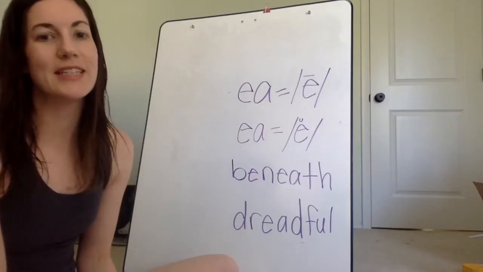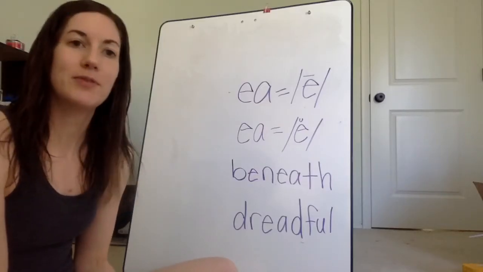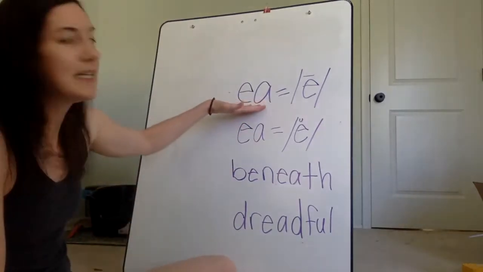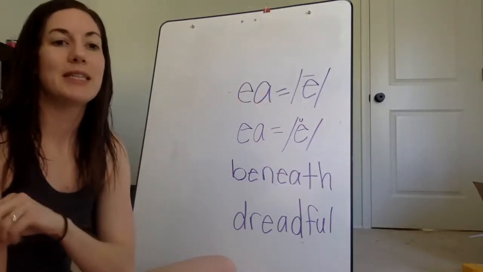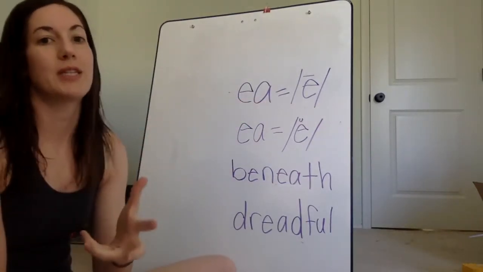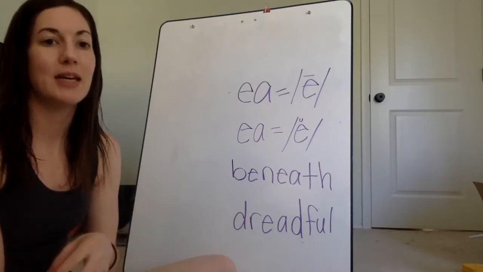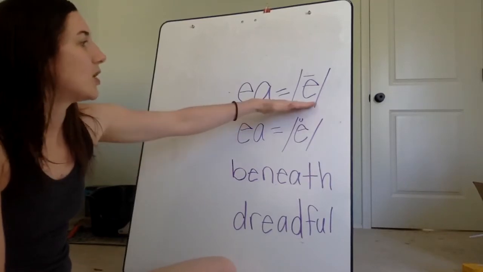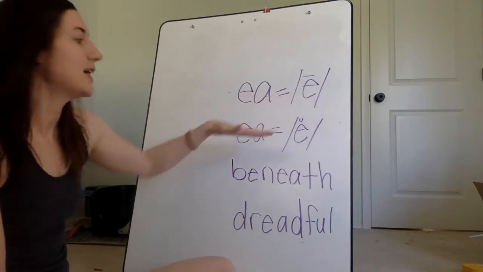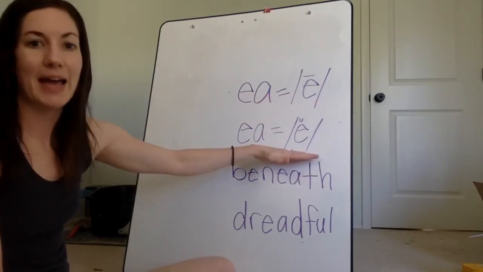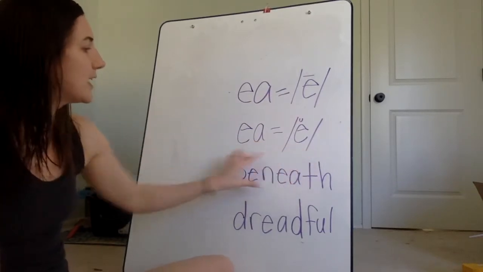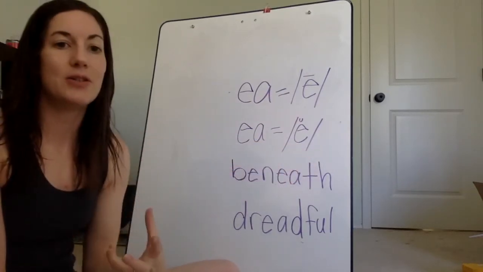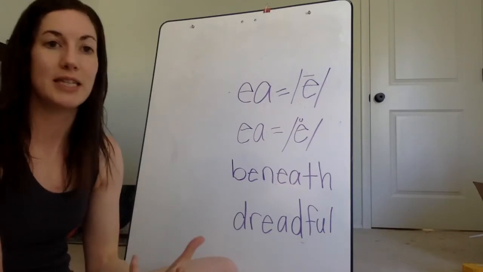Good morning, friends. This week, with our unpredictable vowel teams, we are working on EA. Remember, when it means unpredictable, there are multiple sounds that this vowel team can make. This week, we're going to practice two sounds for EA, the long E sound, E, and the short E sound, E.